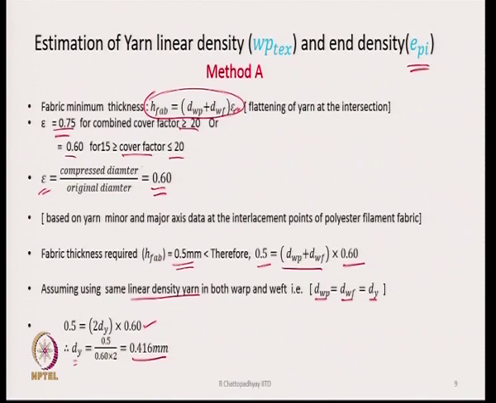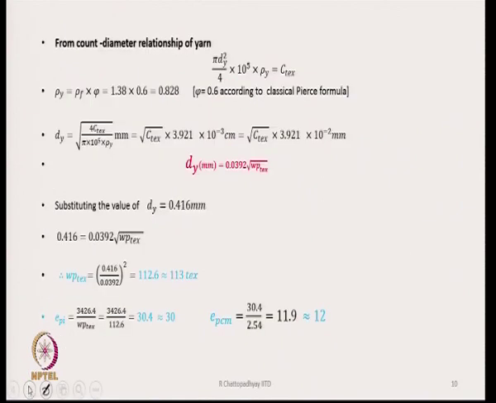So, we get some estimate of yarn diameter. Now, if we know the diameter, there is a relationship between diameter and count. This is the relationship between diameter and count. This is there in many standard textbooks, where the only thing which is unknown to us now is the density of the yarn. What is going to be the density of the yarn?